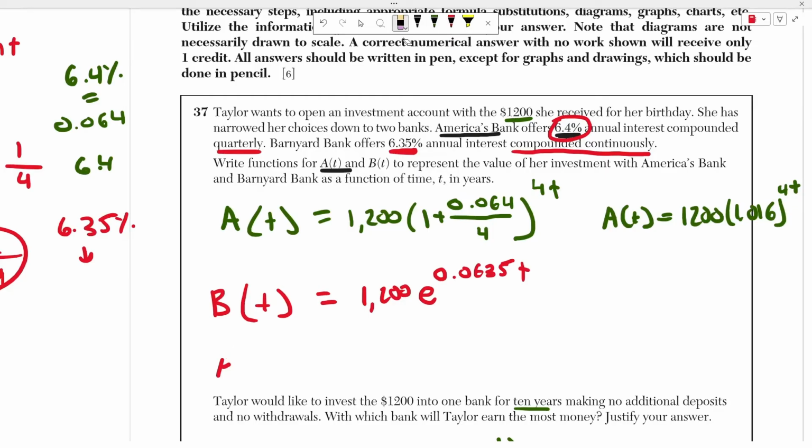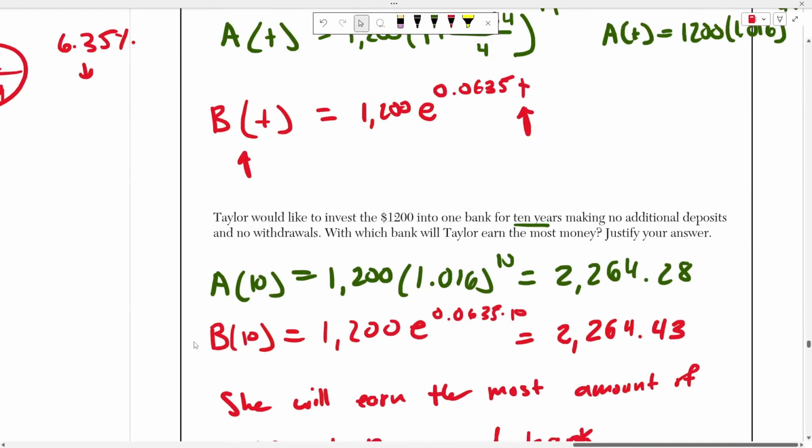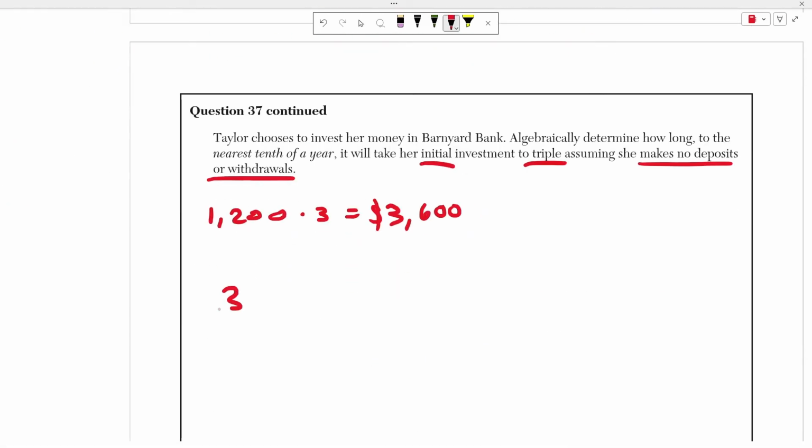So we're trying to solve for not b of t, but actually t this time. We're seeing how many years need to pass in order for the amount of money in our account to equal 3 times what it was initially. Initially, it was $1,200. So if we multiply that value by 3, we get $3,600.